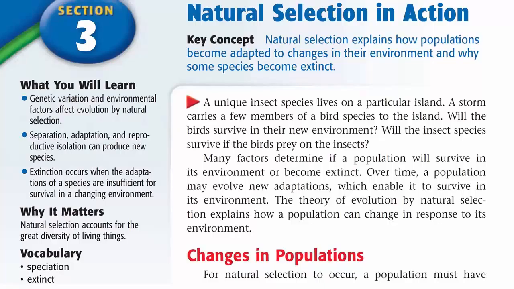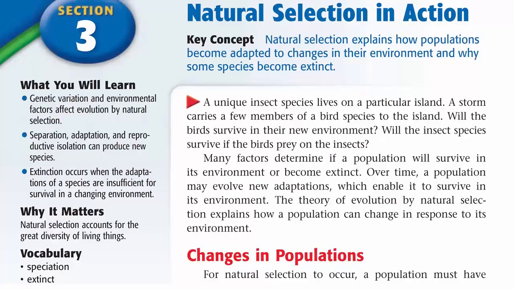As you read this section, keep in mind what you will learn. Genetic variation and environmental factors affect evolution by natural selection. Separation, adaptation, and reproductive isolation can produce new species. Extinction occurs when the adaptations of a species are insufficient for survival in a changing environment. Why it matters. Natural selection accounts for the great diversity of living things. In this section, you will learn the following new vocabulary: speciation, extinct.